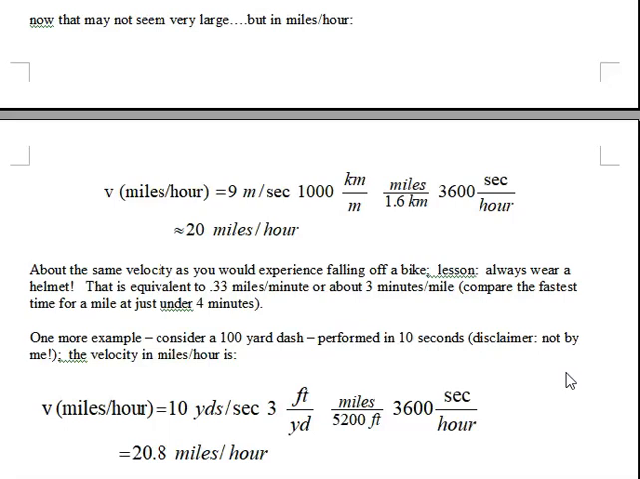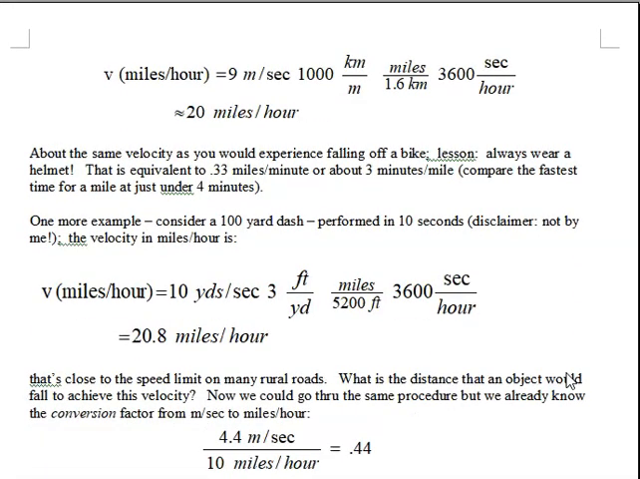Now let's see what the limits of human performance are. In this case, I'm going to consider the 100-yard dash. The 100-yard dash can be performed in about 10 seconds. Disclaimer: not by me, and I would emphasize that. So let's figure out what that would be in miles per hour.